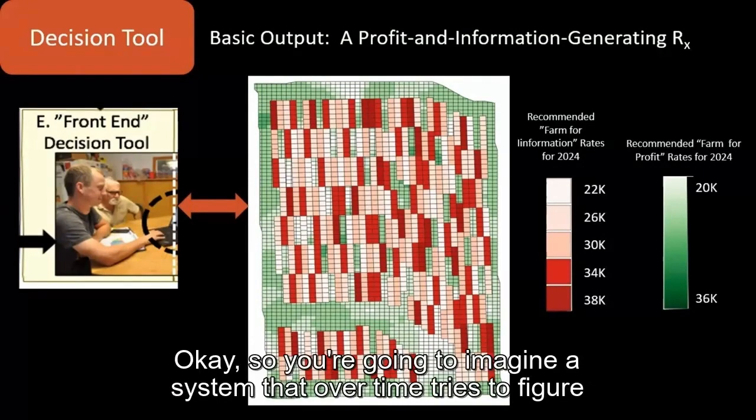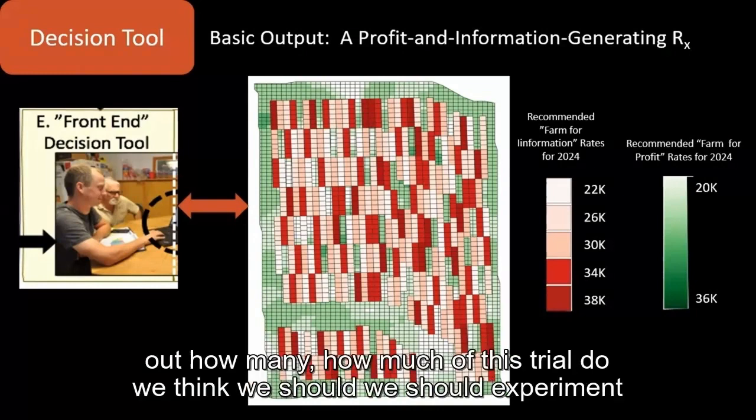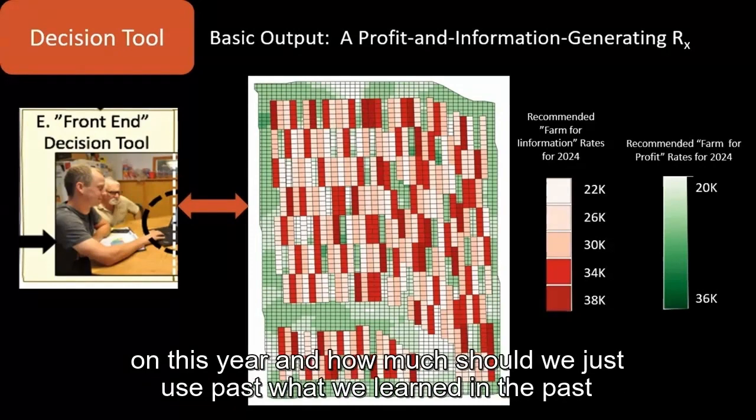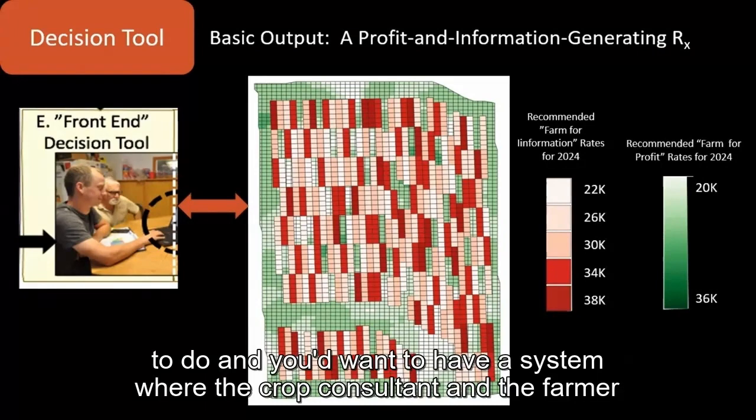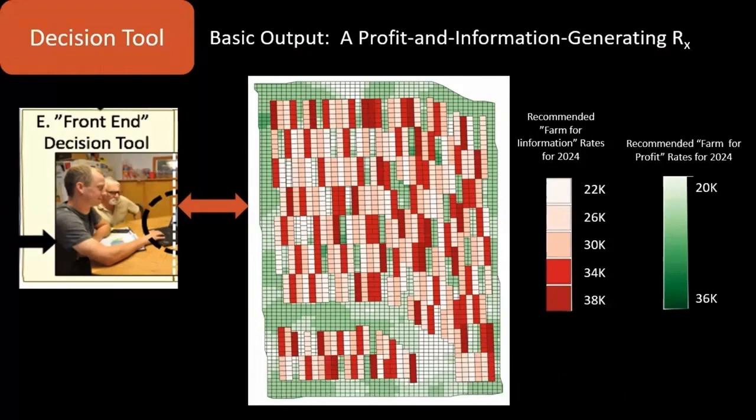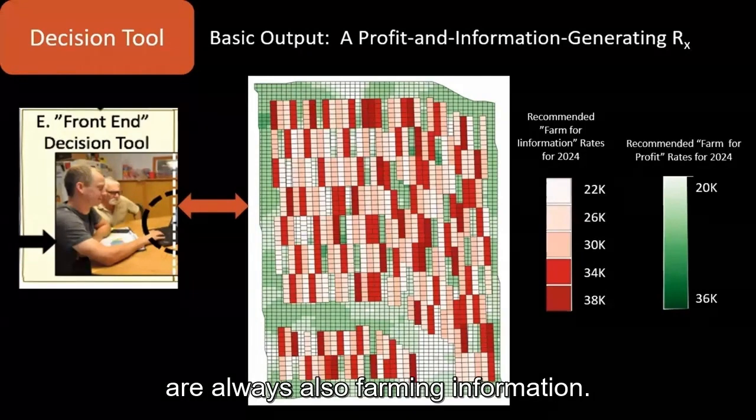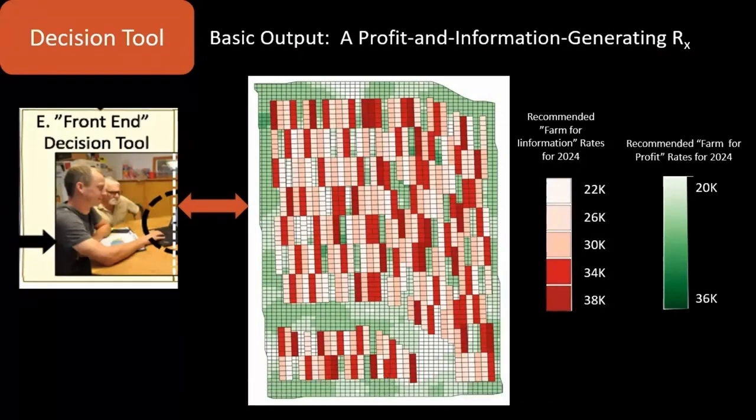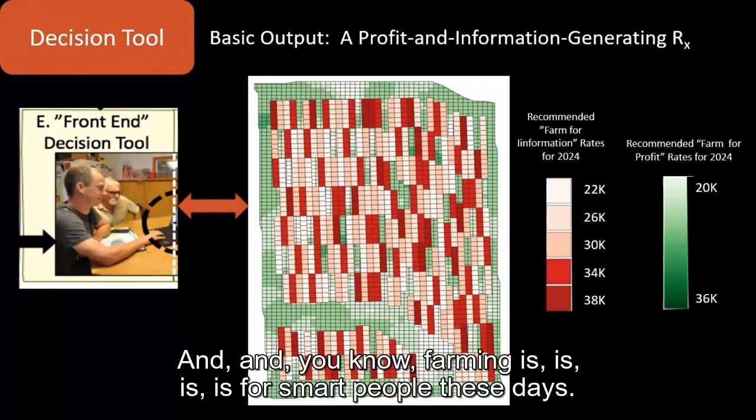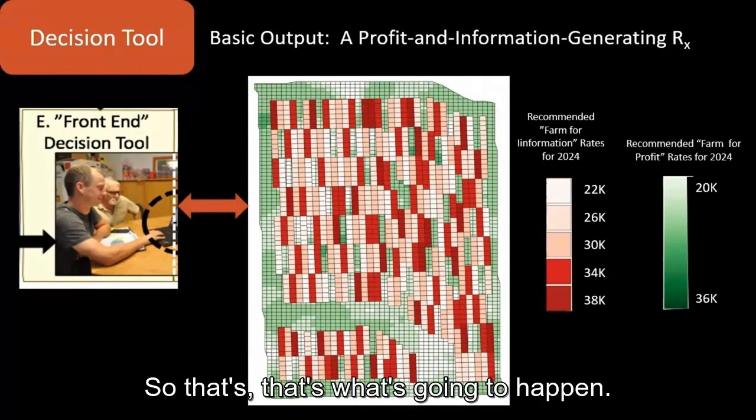Okay, so you can imagine a system that over time tries to figure out how much of this trial do we think we should experiment on this year, and how much should we just use what we learned in the past to do. And you'd want to have a system where the crop consultant and the farmer are always also farming information. Now that sounds hard. It probably is kind of hard, and farming is for smart people these days. So that's what's going to happen.